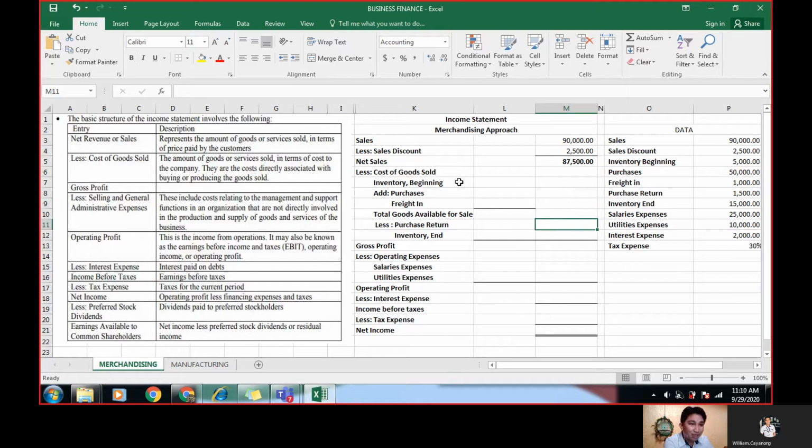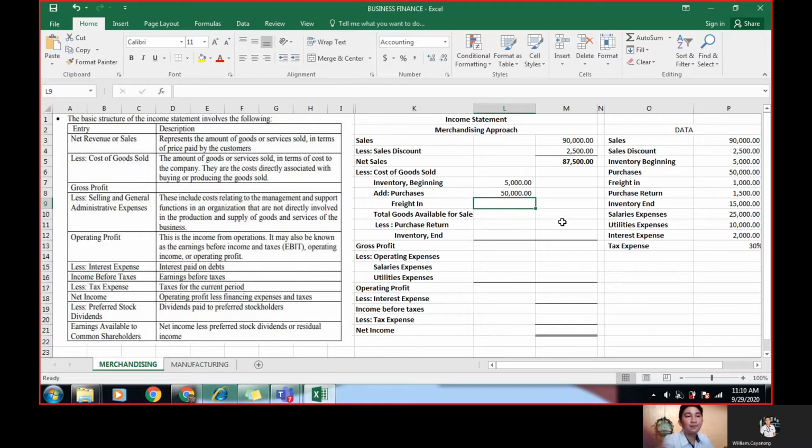Now, let us begin with the cost of goods sold. So, ayan, in computing for the cost of goods sold, we need your inventory beginning. So, inventory beginning is 5,000 pesos. Add your purchases. So, ito yung inventory beginning, as I said a while ago, these are items that were left unsold from your previous year. Now, dadagdagan natin siya through our purchases. Ilan ba yung nabili natin for this current year? 50,000.